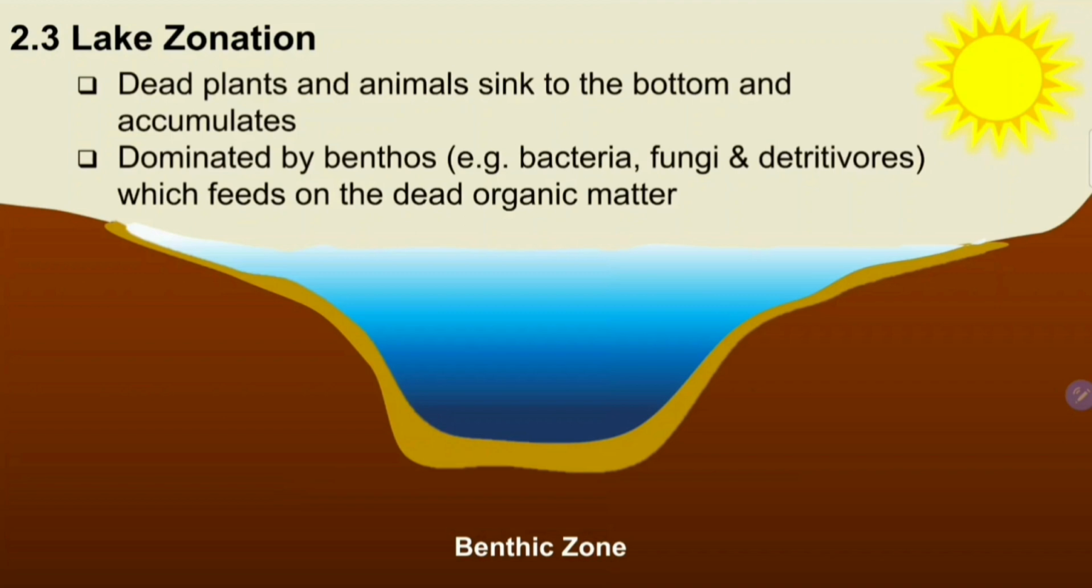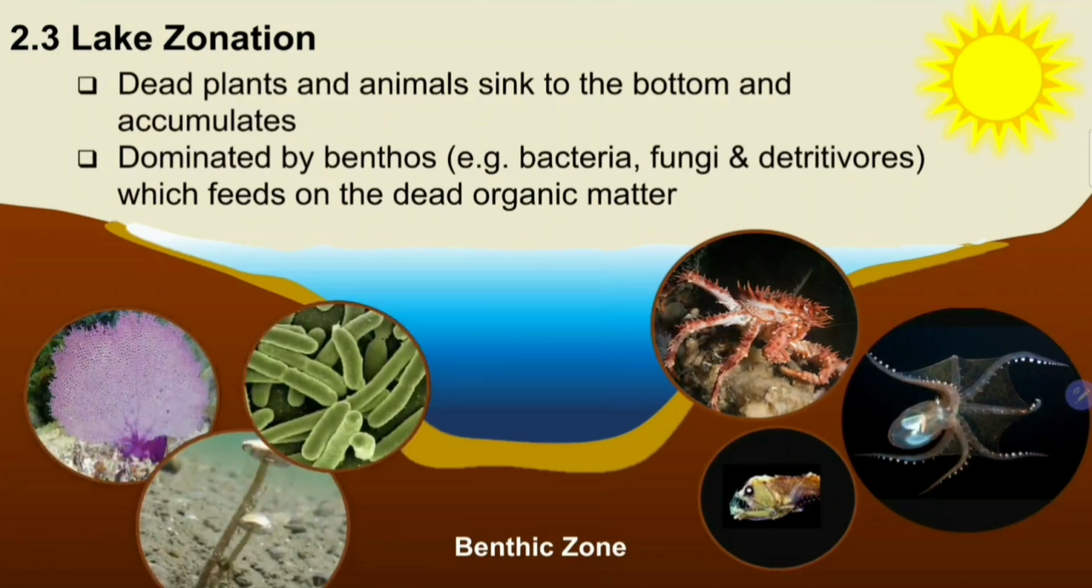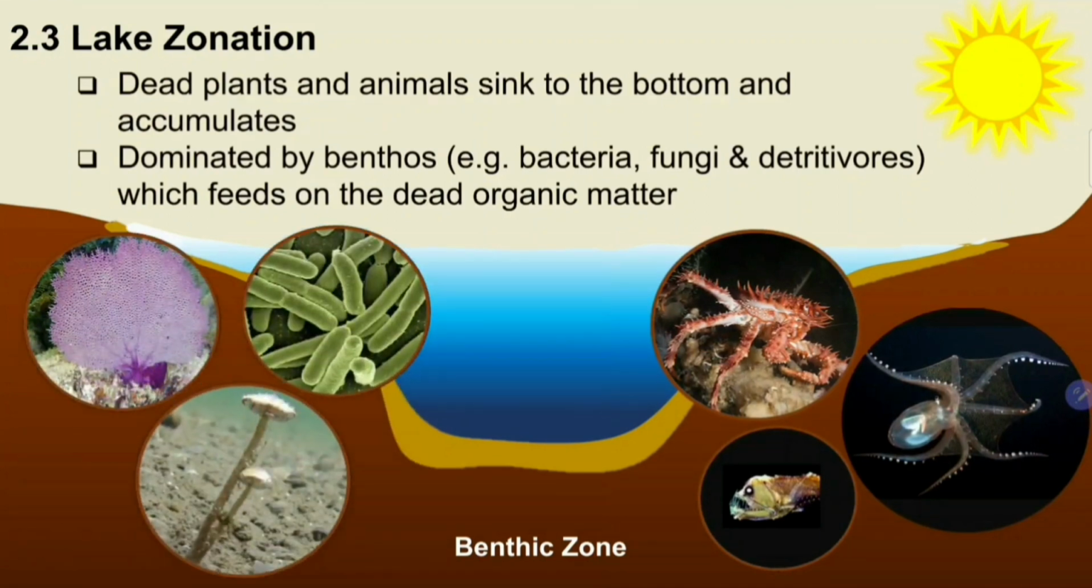In terms of animal, benthic zone is dominated by benthos. Benthos tu adalah groups of organism, for example macam bacteria ataupun fungi ataupun detritivores that feed on the dead organic matter ataupun detritus tadi. So that was the two main types of ecosystem.